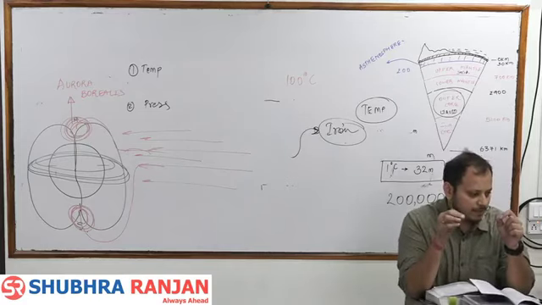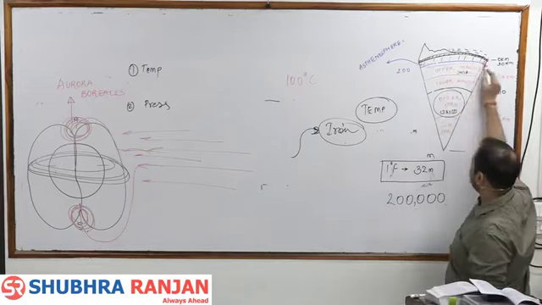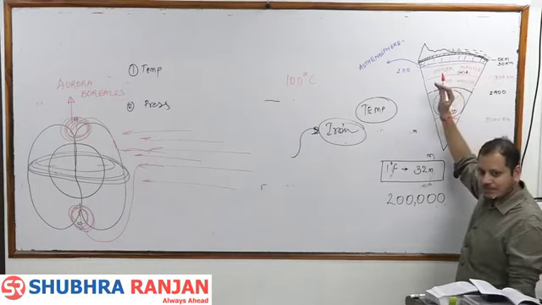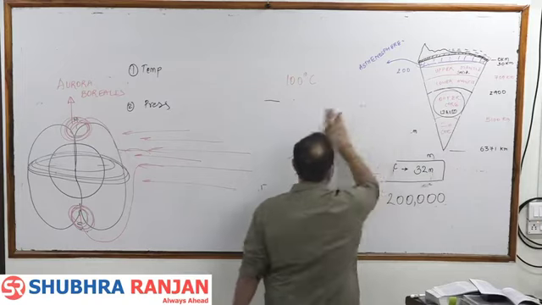Next point. So, where is the temperature maximum? In the asthenosphere. That is why asthenosphere is semi-solid. That is the next point.